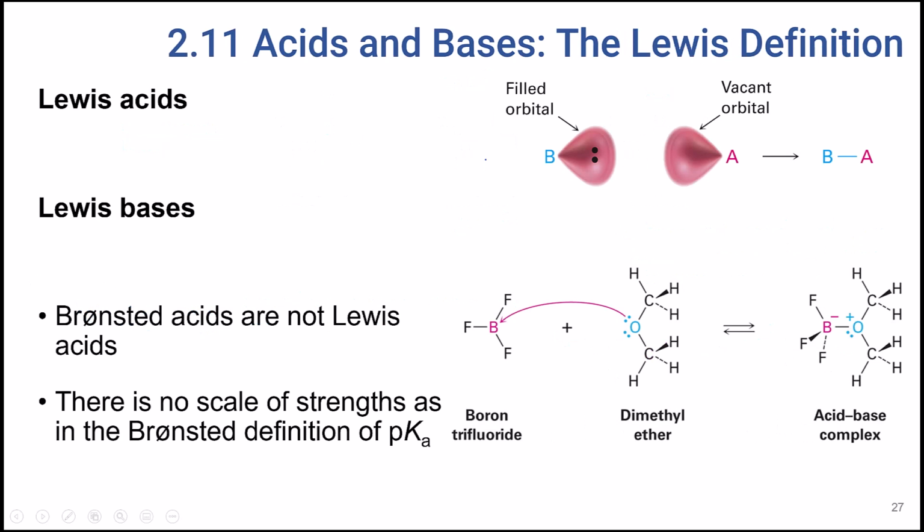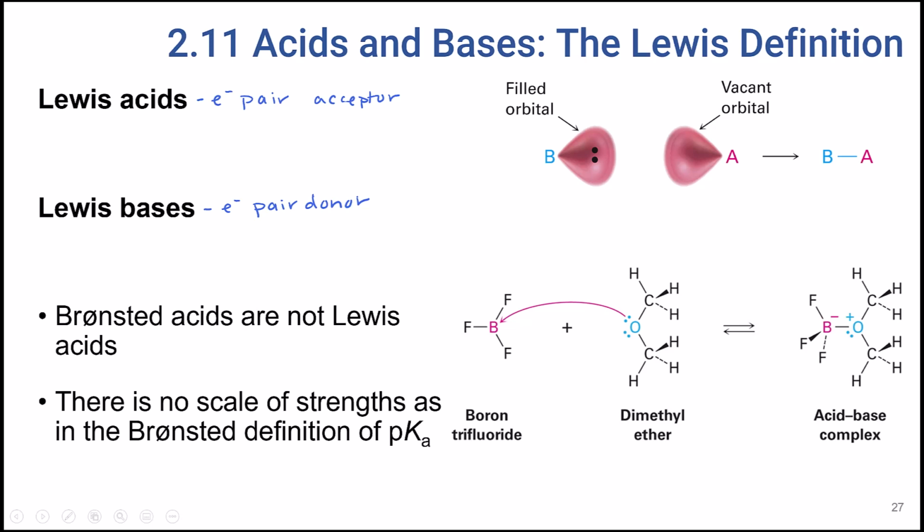A Lewis acid is an electron pair acceptor. And then a Lewis base is an electron pair donor. So it's not exactly the same as a Bronsted acid, because Bronsted acids cannot directly accept an electron pair, only the proton. Lewis acids are not ranked in a scale of strong acid or strong base like Bronsted's are, so there's no pKa's for Lewis acids.